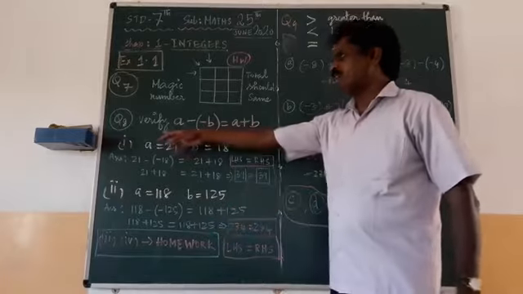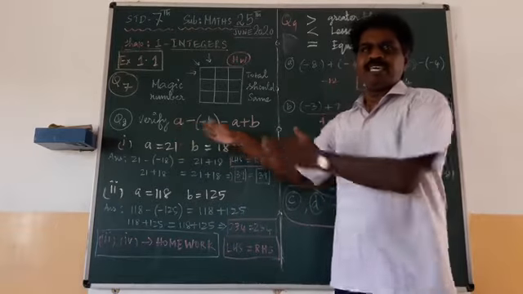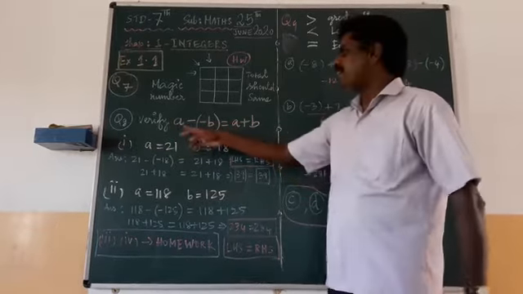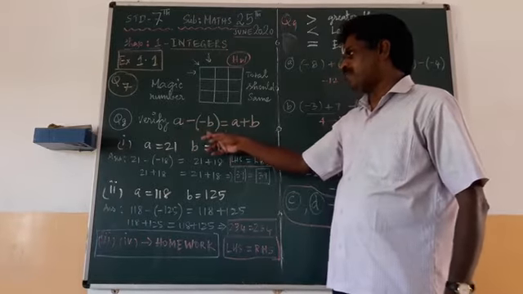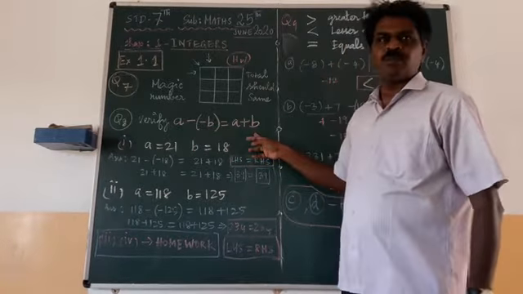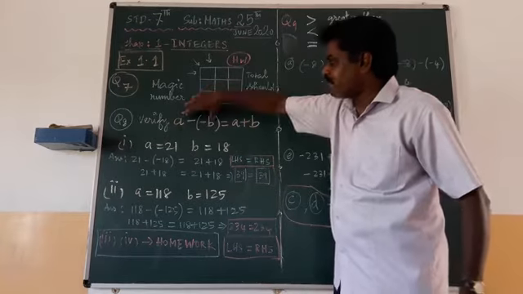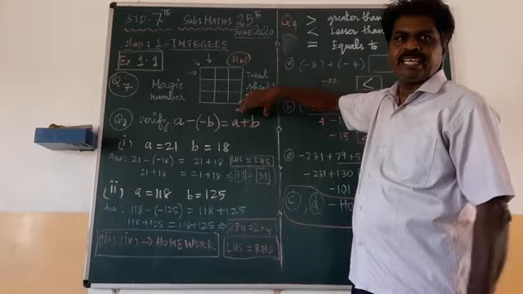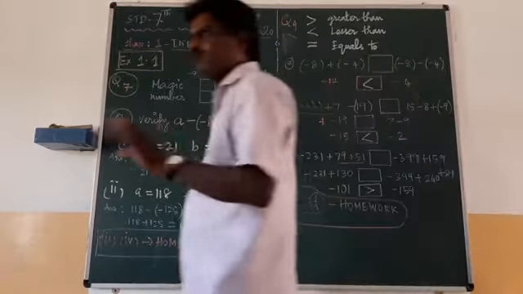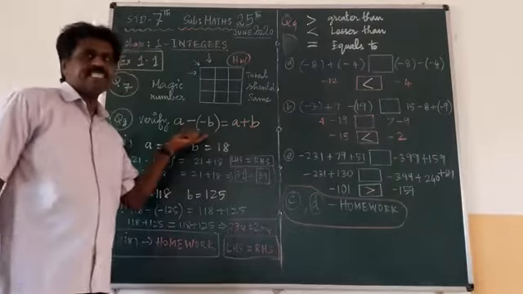8th problem. What is given in the 8th question? Verify the condition given in terms of A and B: A minus of bracket minus B equals A plus B. They are asking to verify that the left hand side equals the right hand side when you substitute the numbers. Both sides should be equal.